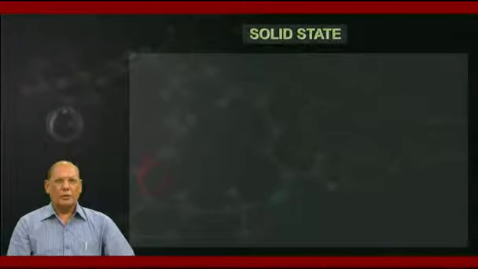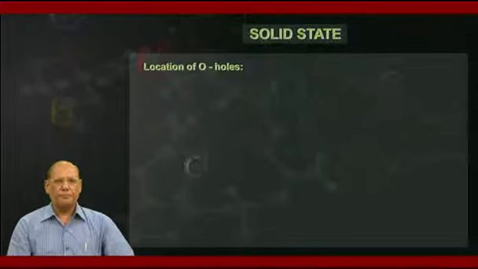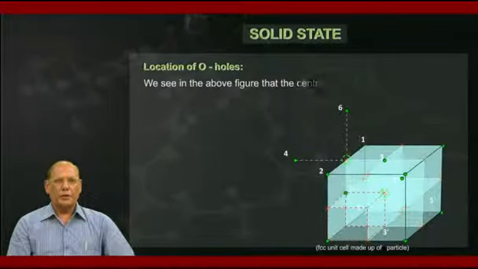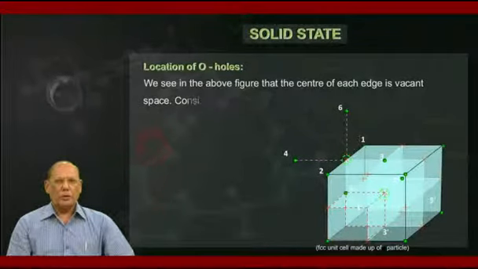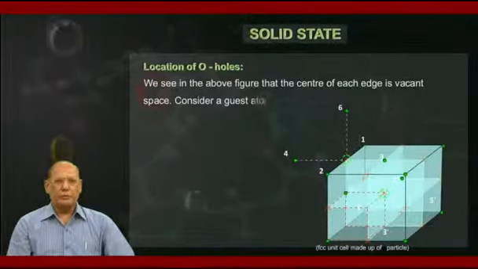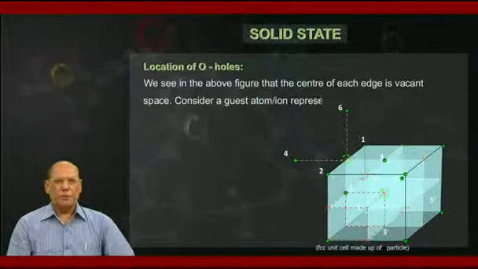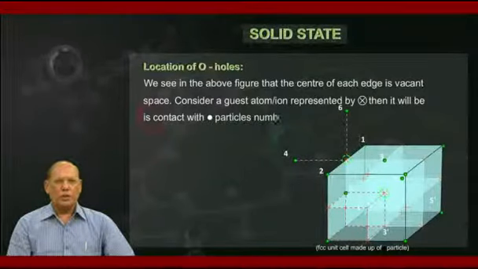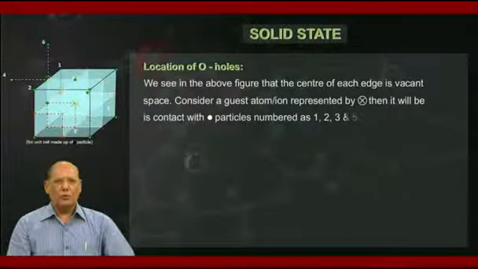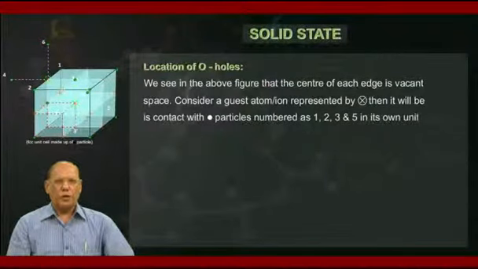Well, let us now discuss the location of octahedral holes. We see in the above figure that the center of each edge is vacant space. Consider a guest atom or ion represented by a green cross. Then it will be in contact with dot particles numbered as 1, 2, 3 and 5 in its own unit cell.